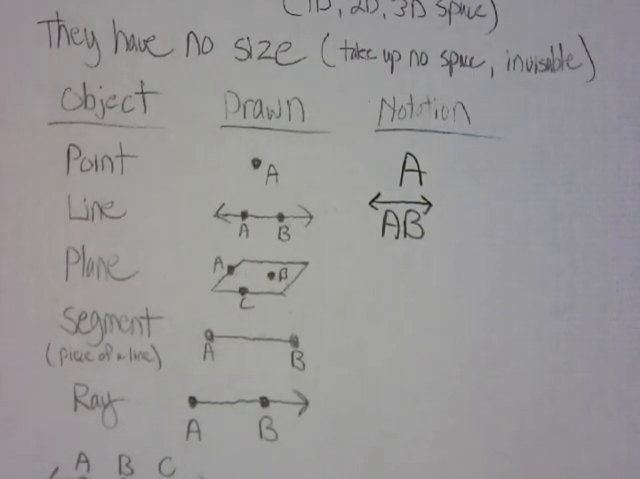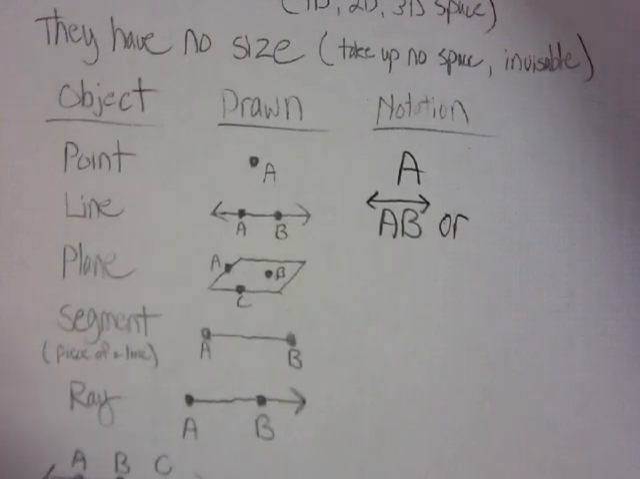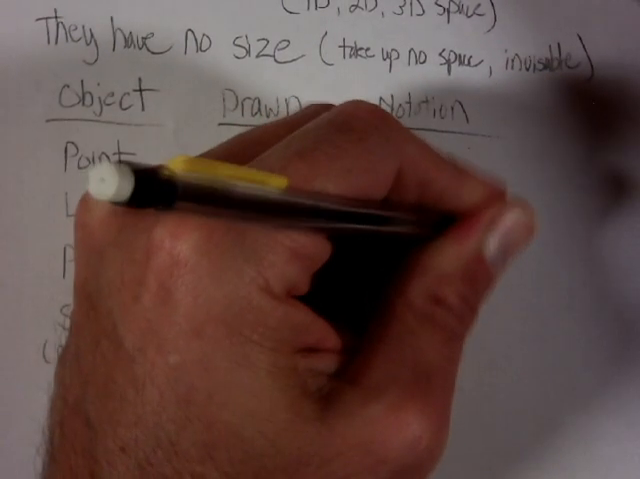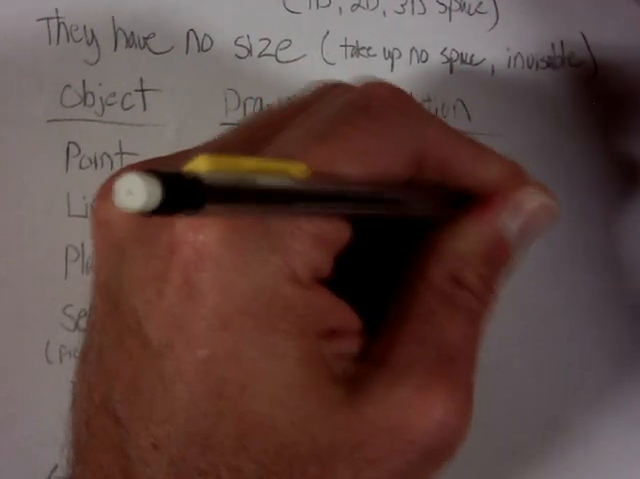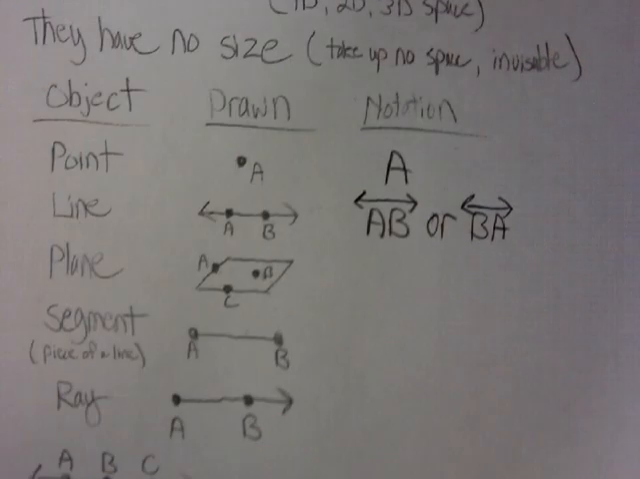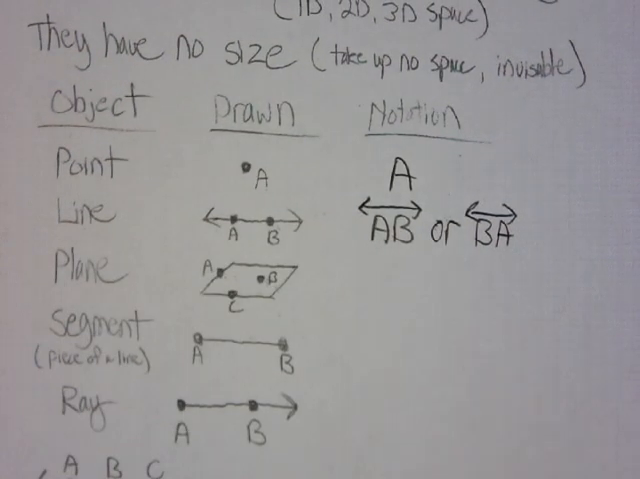Again, to name a line, you use the letters of 2 points that are labeled on the line. When you're naming a line, it doesn't matter which point you use first. If I wanted to reverse this and call this line BA, that's just fine. That's the same line. There are 2 ways to name the line that we have drawn here. There are some exceptions with lines that we'll talk about in a few minutes.